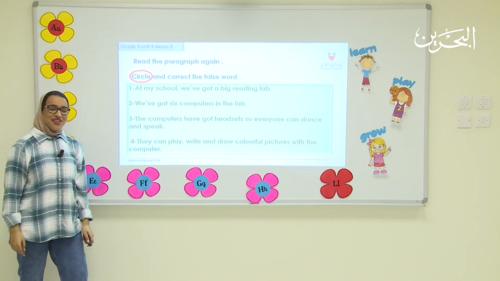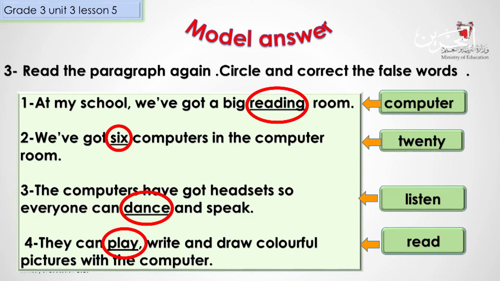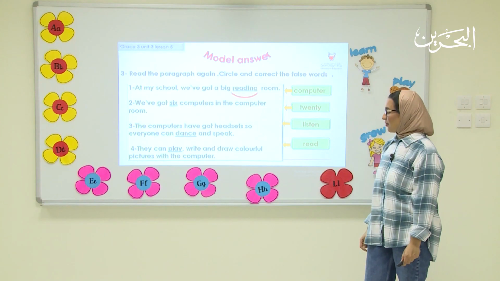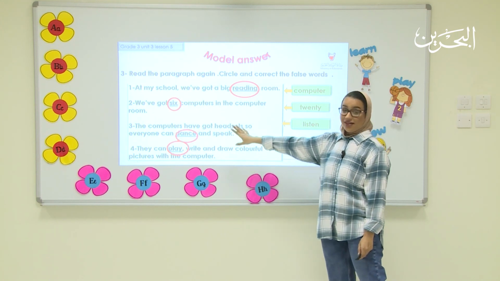Now let's check our answers together. Number one, the wrong one is reading and the correct one is computer room. Number two, 6 computers and the correct one is 20 computers. Number three, dance and the correct one, listen and speak. Number four, the last one, play, the wrong one, and the correct one is read. Reading, 6, play, and dance.